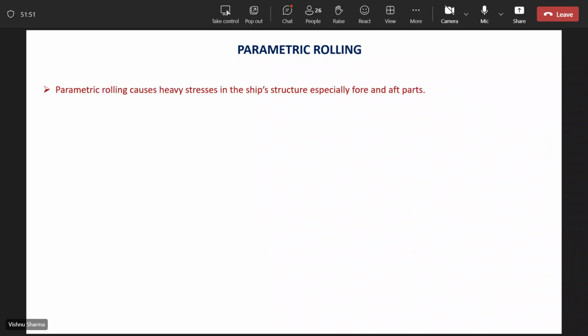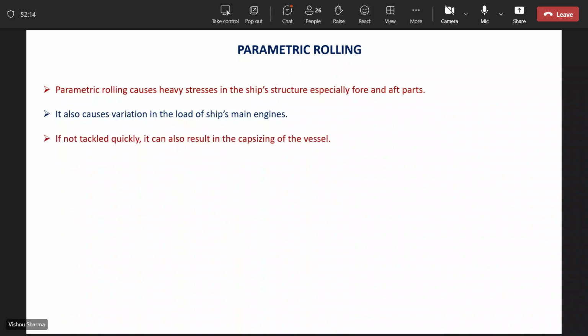Parametric rolling causes heavy stresses in the ship structure, especially the ends. It also causes variation in the load on the ship's main engine because the propeller is sometimes going deep into water, sometimes coming up. So you have the propeller racing also, which takes place. If not tackled quickly, it can also result in the capsizing of the ship.